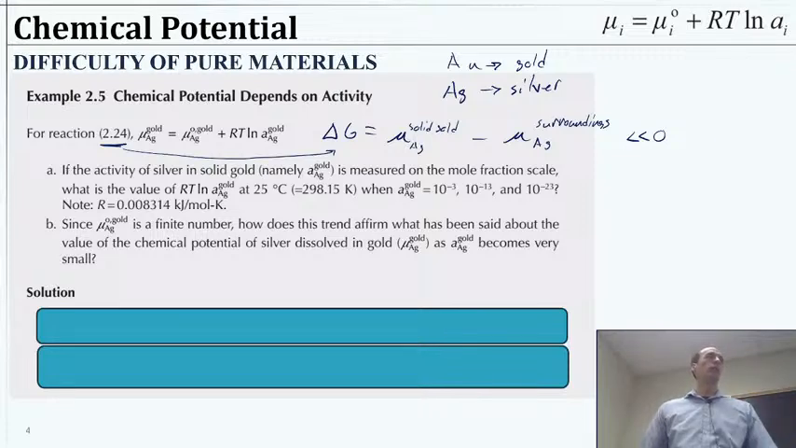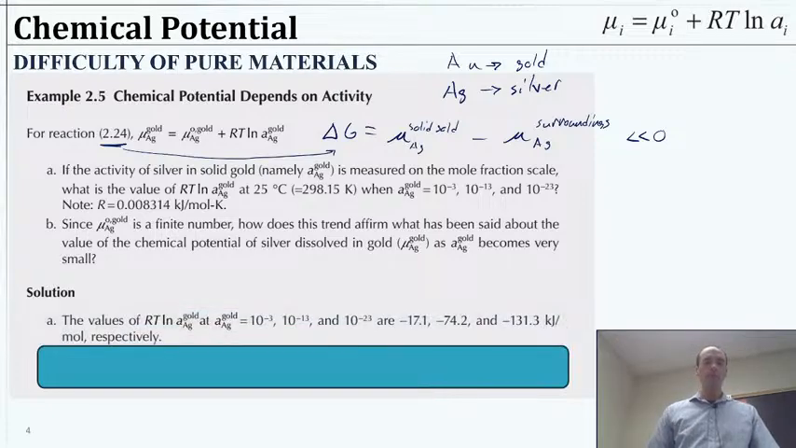Do you feel like you got an answer for part A? Okay, so let's take a look. If we put in those numbers, RT ln of A, and we take those A as 10 to the minus 3, 13, or 23, we get these values, and that's really all A was asking for: put in those numbers to the RT ln of A.